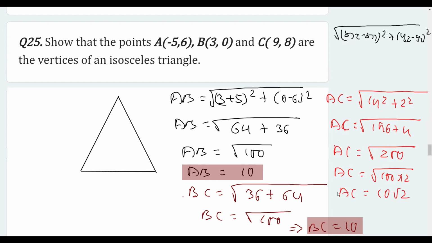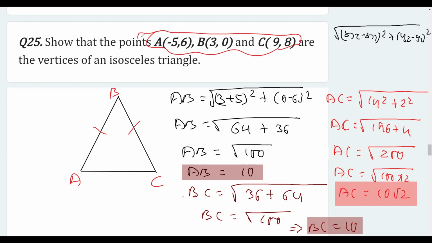So as I said, irrespective of whether you show this or not, we have shown here that two of its sides, AB and BC, are equal, considering this is AB. It says AB and BC, so it has to be B. Well, the diagram is not necessary, just for you to visualize. That is AB is equal to BC. So since two sides are equal, therefore these are the vertices of an isosceles triangle.